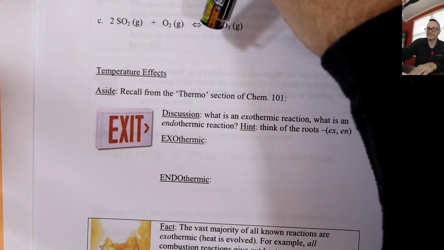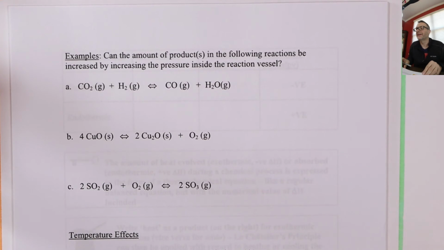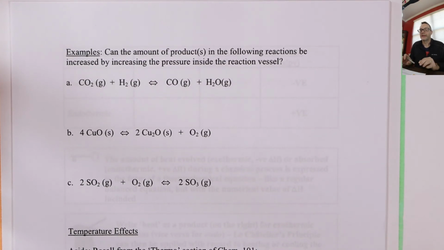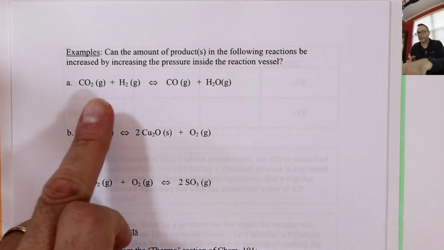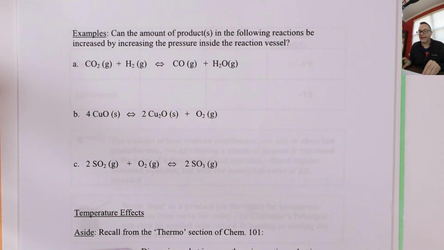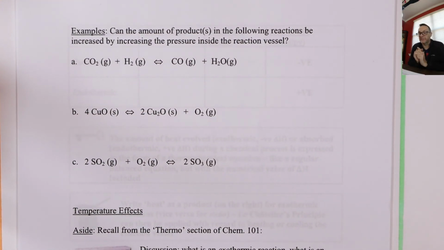Now, I'll let you think about this one. Can the amount of products in the following reaction vessels be increased by increasing the pressure? So it's like we work in industry. It's easy to squish things, right? So let's pretend we work in industry. We have these various reactions we're working with. Here they are. Can we increase the amount of products? In other words, does it move to the right? Can we increase the amount of products by increasing the pressure? Okay. Pause me, have a go, come back.